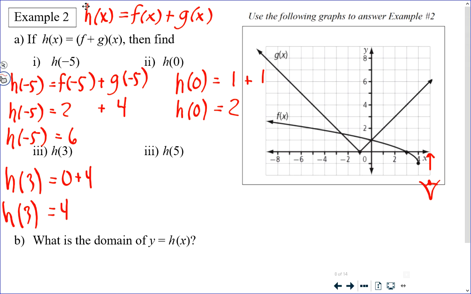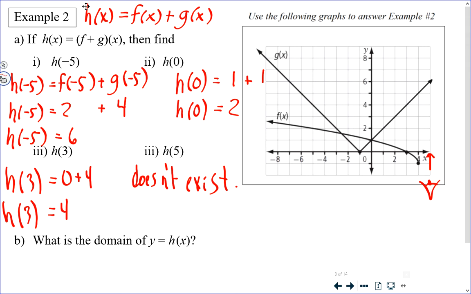So think about this for a second. If I tell you to add the y coordinate that F has there to the y coordinate that G has there, you can't do it because F doesn't have a y coordinate, which means h of 5 does not exist. And that leads us to part B.